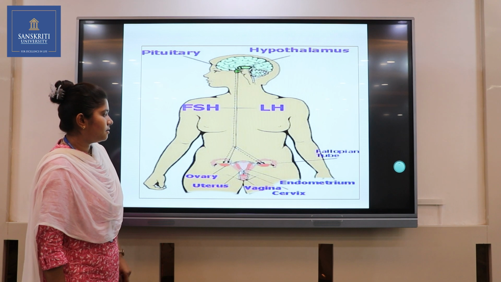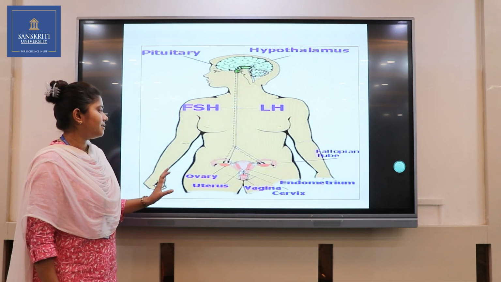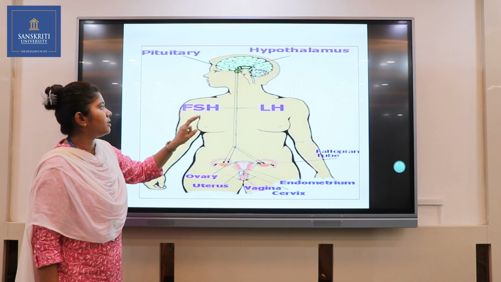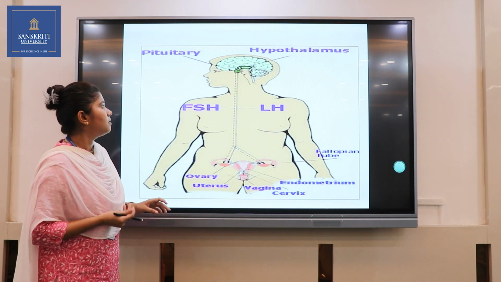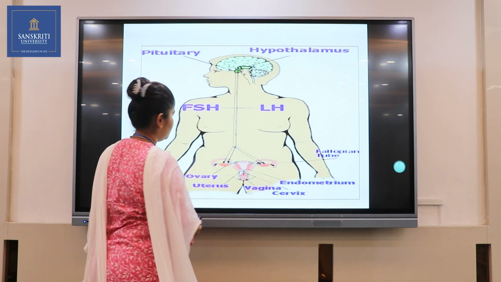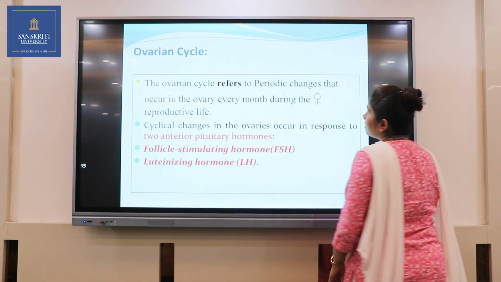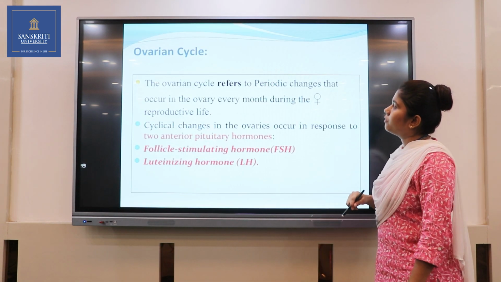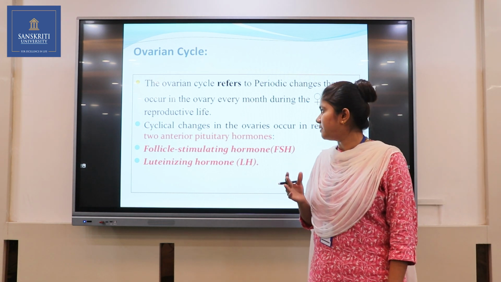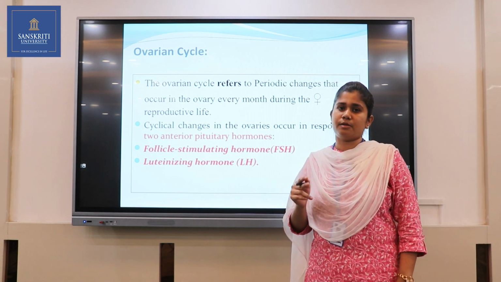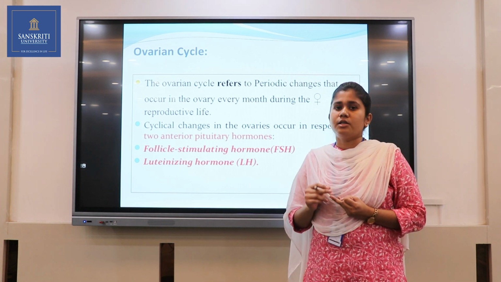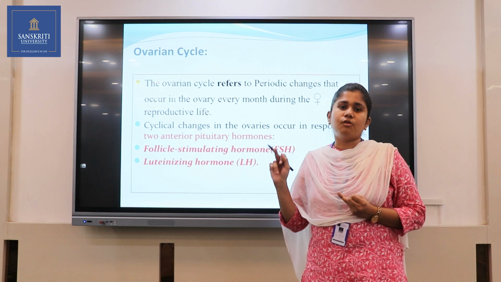So this is the short anatomy of the uterus, and the hormones responsible for the menstrual cycle that we have shown. Next we will see the ovarian cycle. I have told previously that there are two components: first one is the ovarian cycle, then the second one is the uterine cycle. So firstly we will see the ovarian cycle.